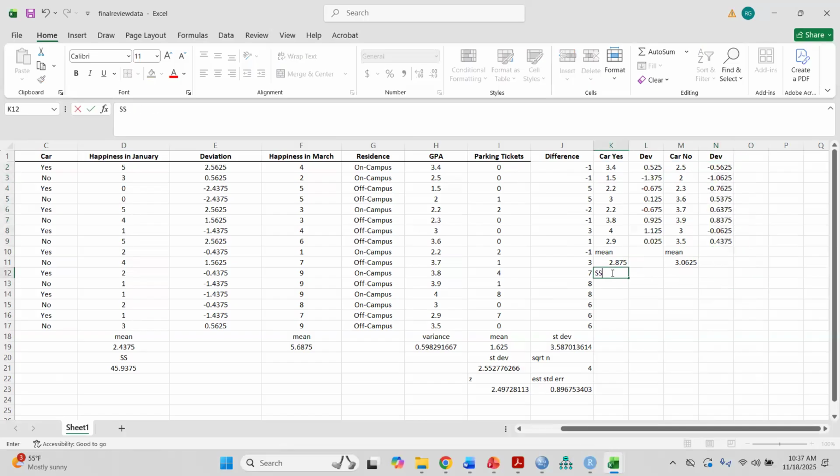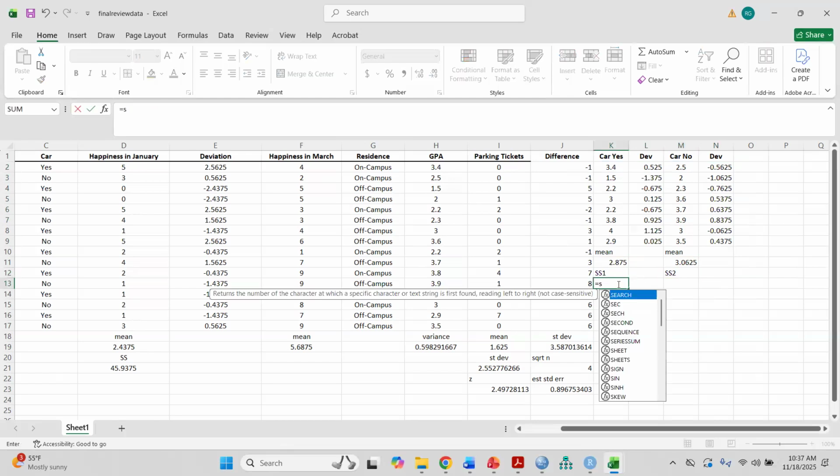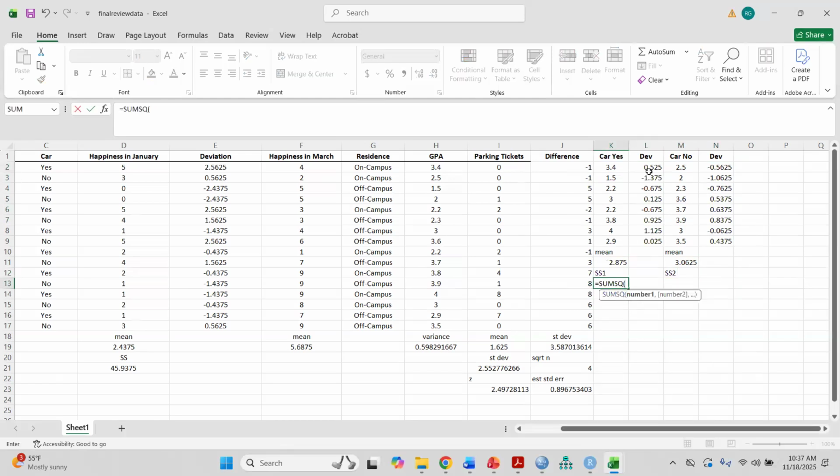Well, what do we do with them? Well, we're going to find our sums of squares. Sums of squares equals SUMSQ. Grab the deviation scores. Over here, same thing, SUMSQ. Grab the deviation scores. This is squaring them and adding them together. That's literally what sums of squares means.